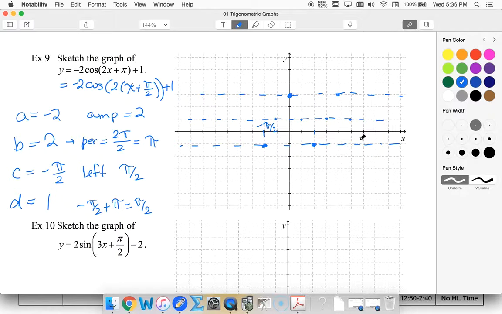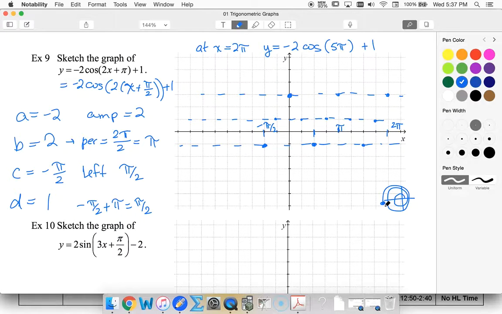So this one is more squished than normal, but that's okay. And now I'll come down to my minimum, back to the center, up to my maximum. So pi over 2, this must be pi, and then this must be 2 pi. So let's see if we're on the right track. So at x equals 2 pi, my y value must be, I'm going to plug into this original, -2 cosine. 2 times 2 pi is 4 pi, plus pi is 5 pi, plus 1.